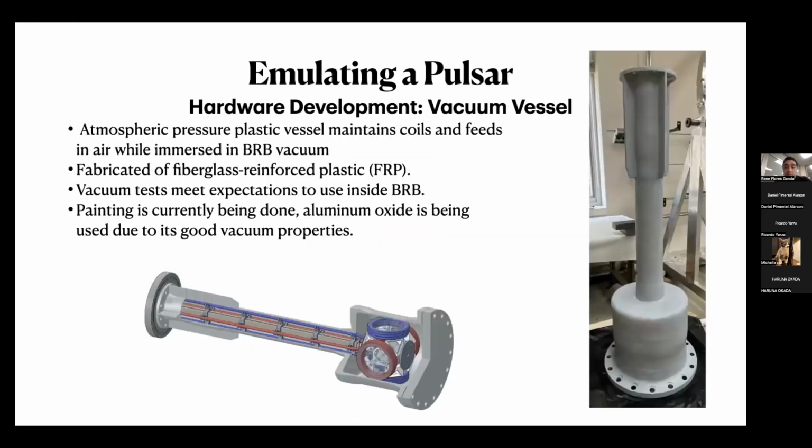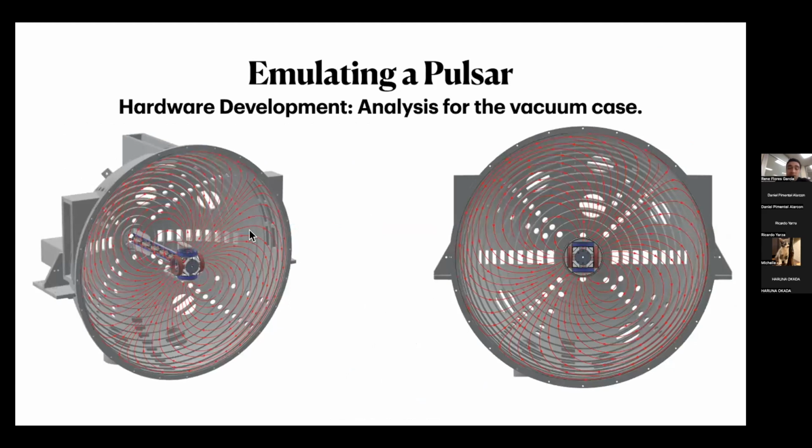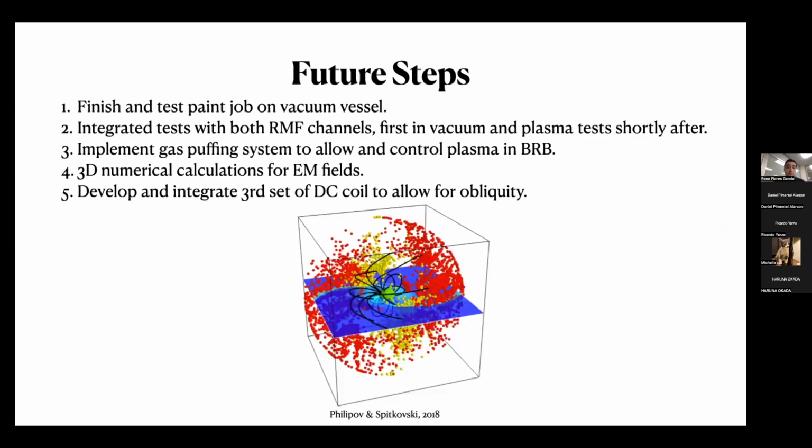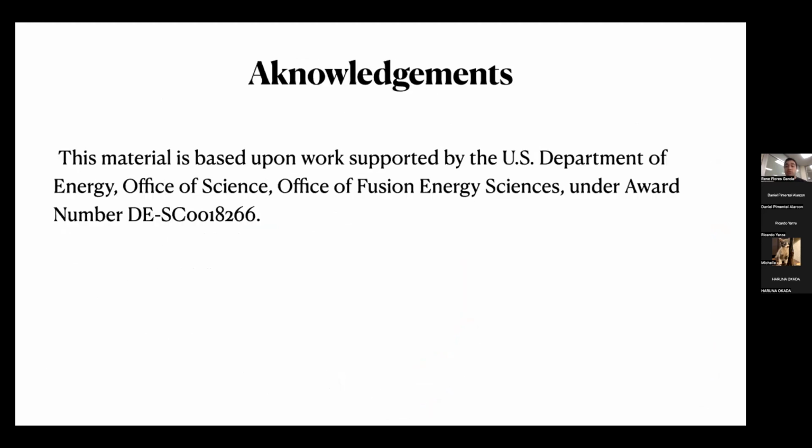Now, let me go back here. As you can see here, this magnetic field is only pointing in the equatorial direction, or it lies on the equatorial plane. However, what I showed you earlier about pulsars, the pulsar was lying not on the equatorial plane of the neutron star, but it has some obliquity, meaning it was at some angle between the equatorial plane and the axis of rotation. That set of coils is still to be developed. But that's pretty much it. That's where we are, and those are our future steps.